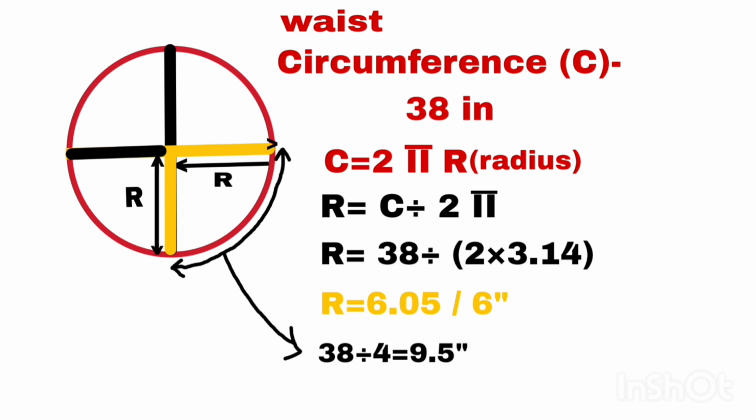To get the radius, just replace the letter C with the waist circumference that you're going to use, and everywhere there's the symbol pi, replace it with 3.14, then do the division and the multiplication and you will get your radius. Mine was 6.05, but I rounded it to 6. So I'll use a radius of 6.